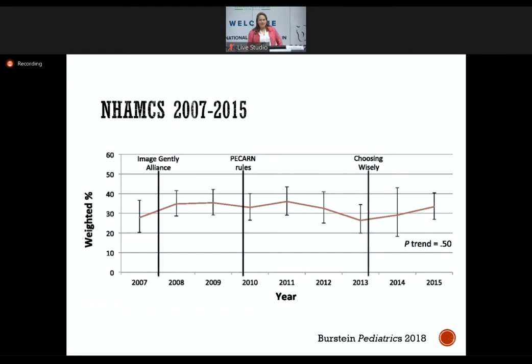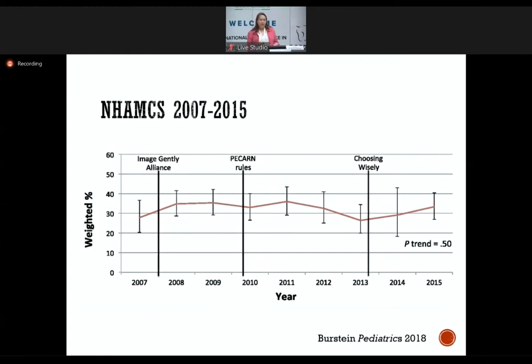We have great evidence. We are trying to get it into practice. Is it working? This is a national study looking at head trauma visits to all emergency departments, pediatric and general EDs. And unfortunately, despite all these efforts, it looks like in the US, the head CT rates are relatively constant. So if you look over this period from 2007 to 2015, of all head trauma visits, 30% of children are receiving a head CT, and that's been constant despite education about the risks of CT, the availability of the P-card rules, and a specific education campaign done by the AAP called Choosing Wisely, meant to reduce CT rates.